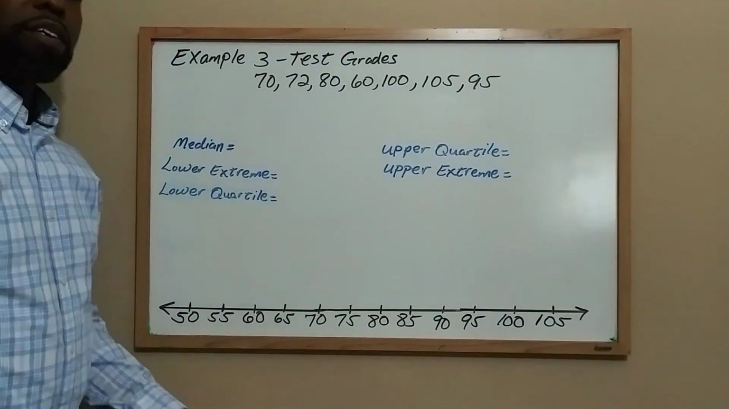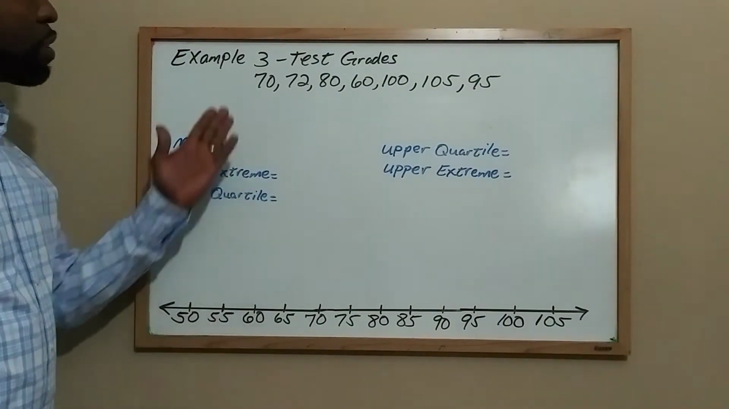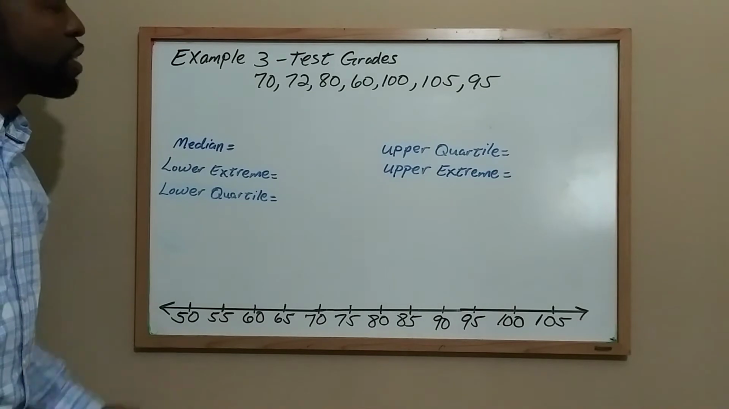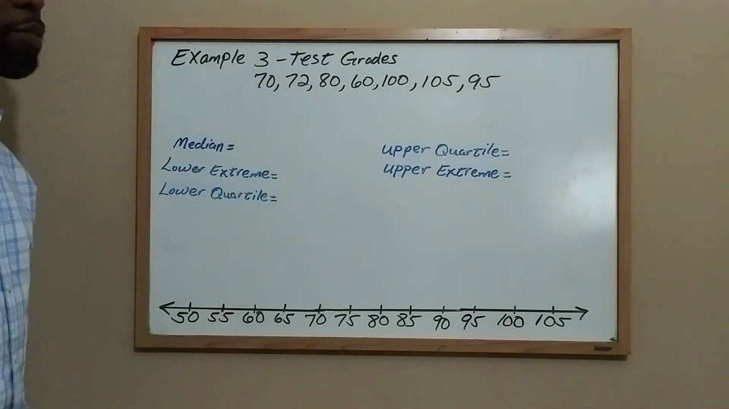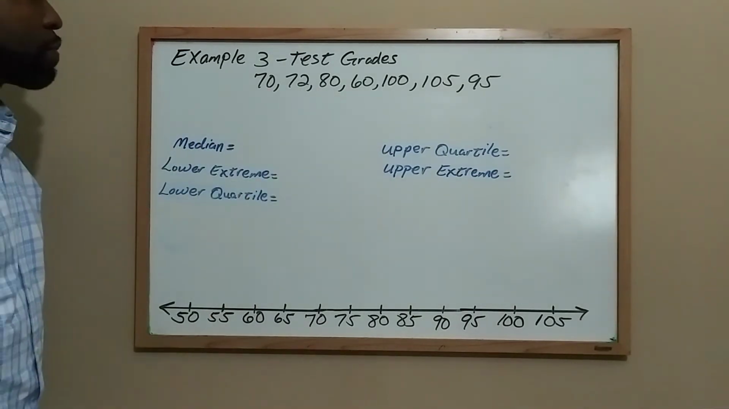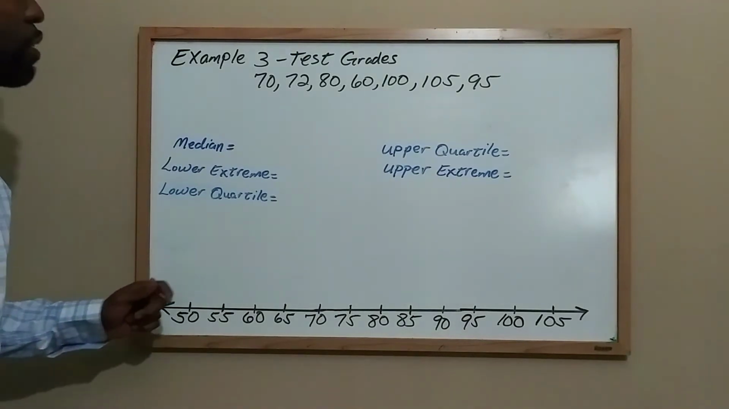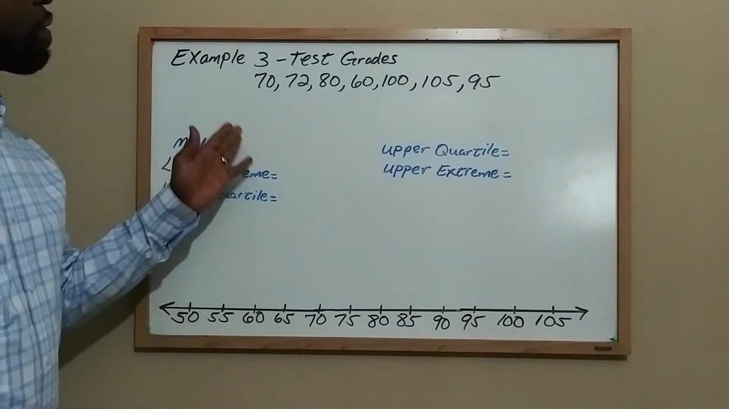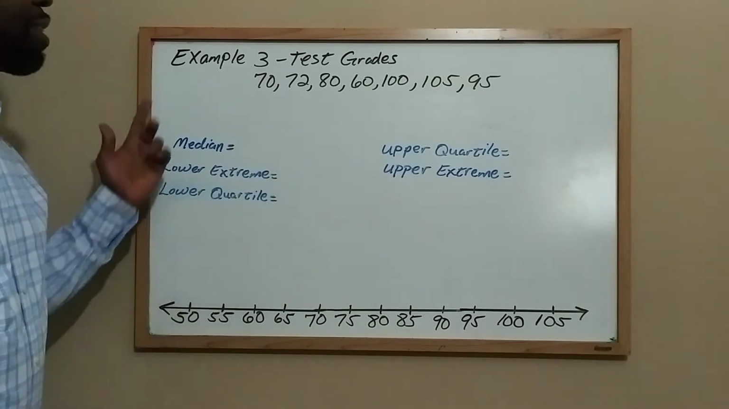Now in this example, I'd like you to pause the video and come up with the solution on your own. This data set deals with test grades. Alright, so the first thing we need to do is check and see if the numbers are in order from least to greatest. In this case, they are not.